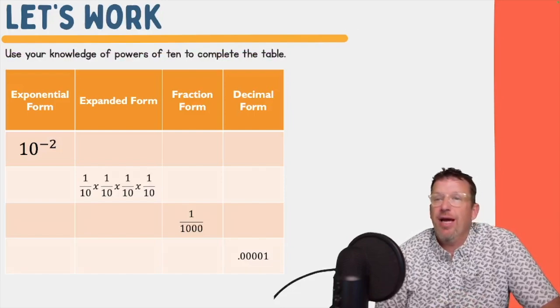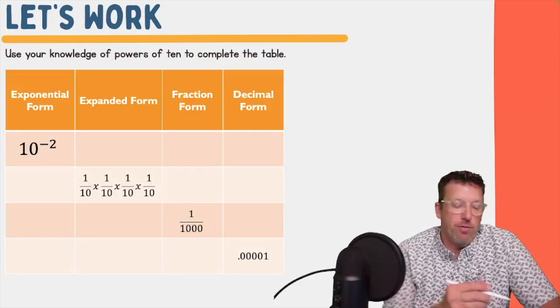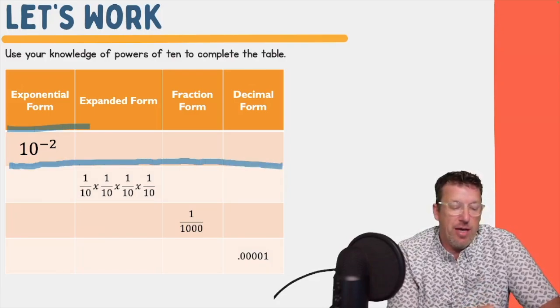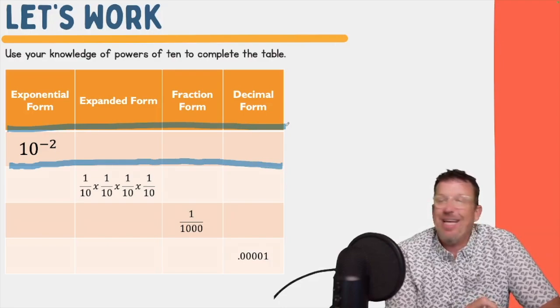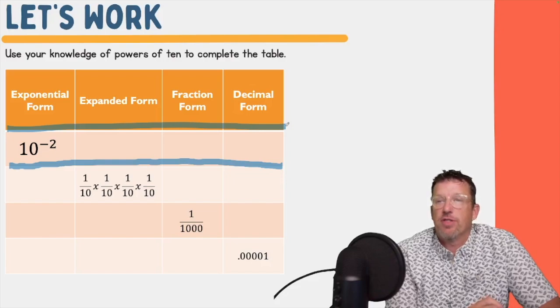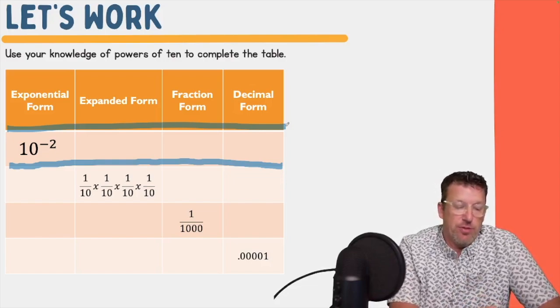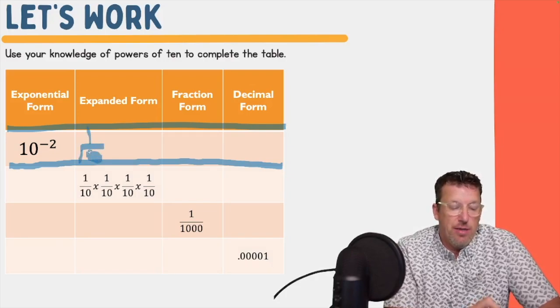Okay, so now let's take what we know and fill out this chart. So let's take the top row. See if you can think about what are we going to put in here on the top row based on our exponential form saying 10 to the negative 2nd. Well, what's the first thing we do? Okay, we go ahead and flip it over as a reciprocal. So 10 is 1/10. Okay, but how many 10s do we have? We have 2 of them. So we're going to multiply that by itself.